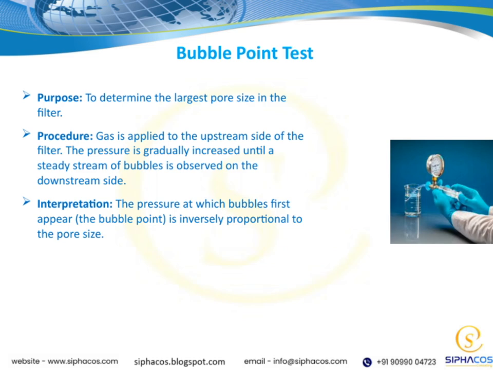This brings us to the key concept behind the interpretation. The pressure at which these bubbles first appear, the bubble point, is inversely proportional to the pore size. In simple terms, a smaller pore size requires a higher pressure to force gas through, so the bubble point gives us a direct indication of the maximum pore size in the filter. Understanding this relationship is vital because it helps us assess whether the filter is suitable for its intended use, ensuring safety and performance. So, by determining the bubble point, we gain valuable insight into the filter's pore structure, which is central to our overall quality control process.